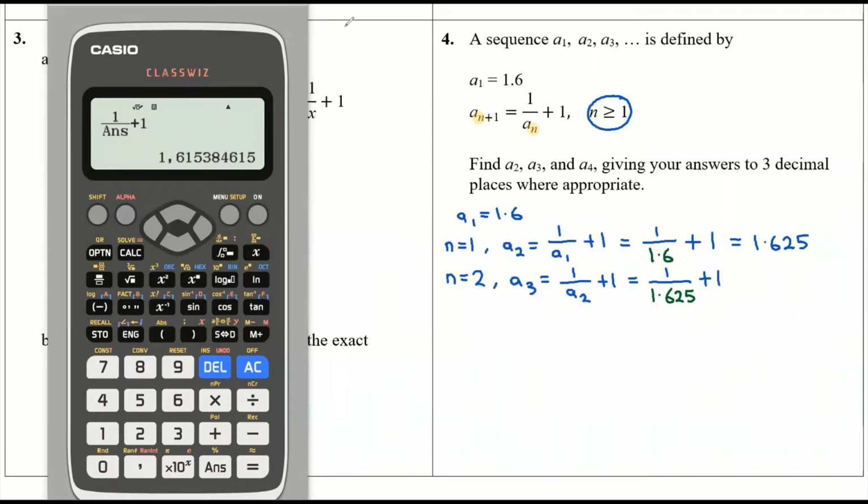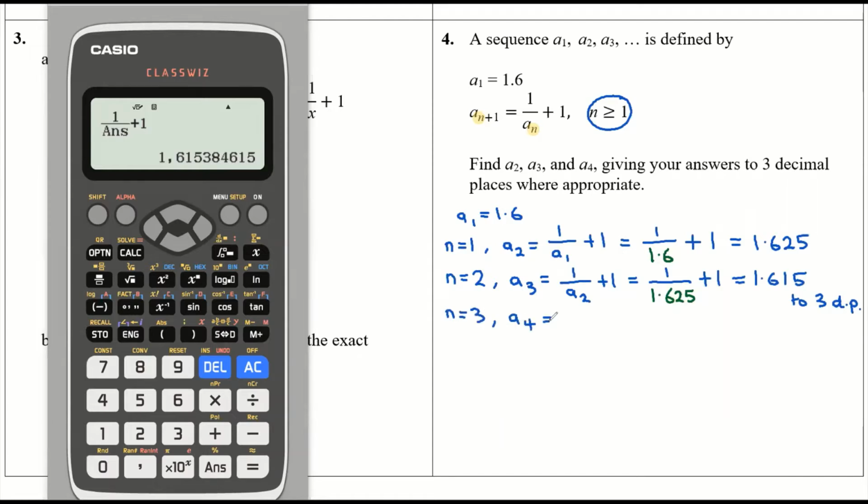Now, we're asked to give it to 3 decimal places where appropriate. So I'm going to have to round this one. So this is 1.615 to 3 decimal places. Okay, so we've got a 3. Now we have to do one more. So when n equals 3, this will generate a 4 for us.